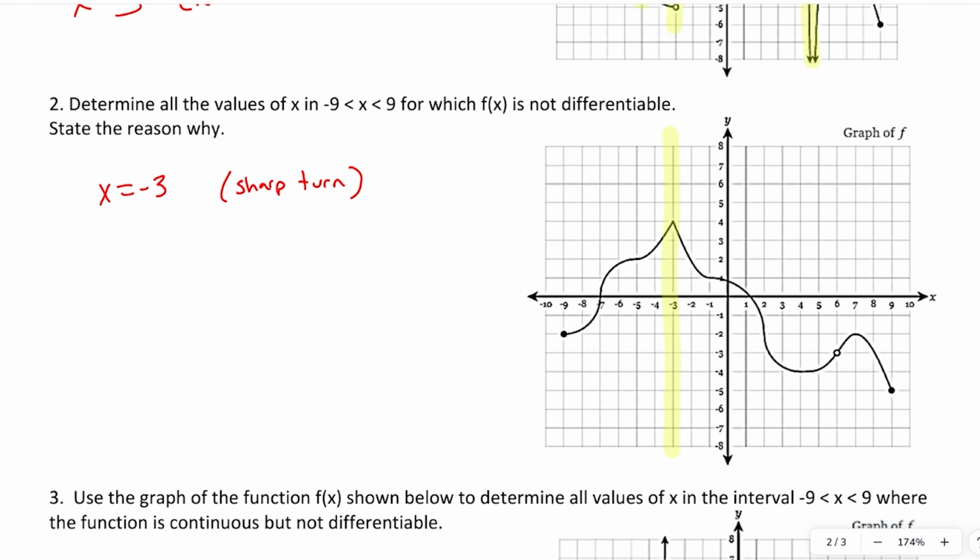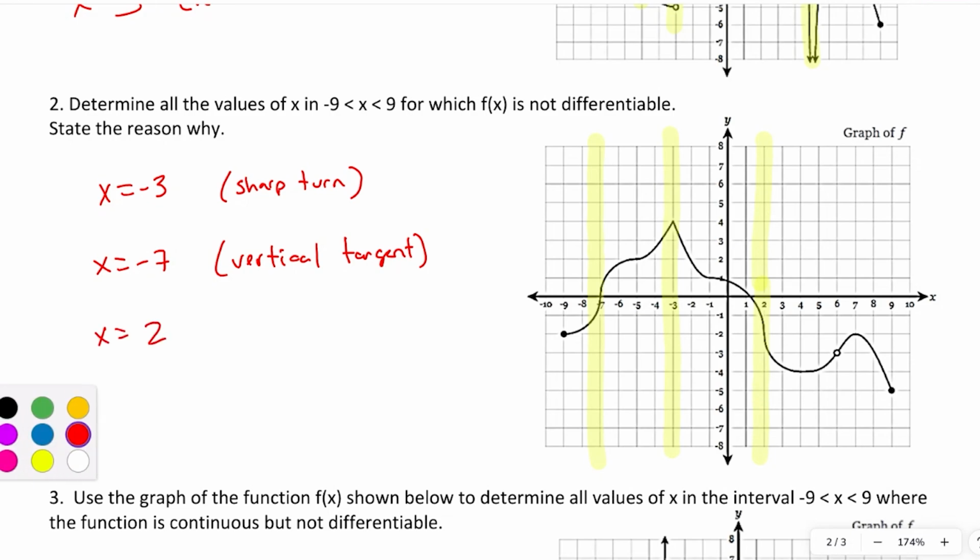Could we say -7? Okay, very good. -7. What's happening at -7? It's a vertical tangent line. And at 2? Okay, yeah, that's also happening at 2. Very good. So we have another vertical tangent at 2.